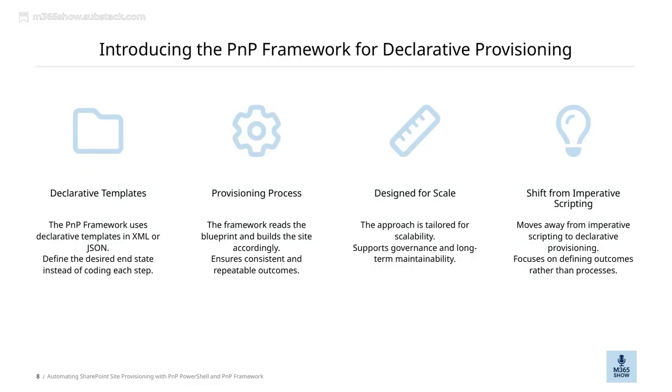Now, let's talk about the PNP Framework for declarative provisioning. This marks a significant shift from traditional imperative scripting towards a more declarative approach. Essentially, instead of writing step-by-step instructions on how to build a site, we're defining the end goal or outcome we want to achieve. This makes the process much more focused on what the final result should look like, rather than how to get there. The framework is also designed with scalability in mind.